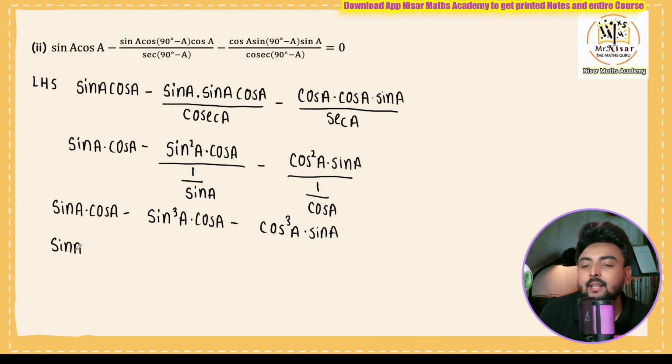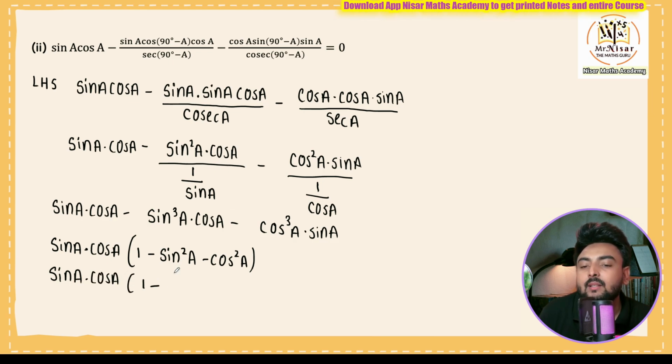Now what can I take common from all of this? I can take sin A into cos A common. Everywhere this is present. So what is remaining here? 1 minus. From here sin A into cos A is outside. So what is remaining here? Here sin square A is remaining. What is remaining here? Sin A cos A is outside. Here cos square is remaining. Okay, now I hope you might be able to see the answer. In the bracket we will be making 0.